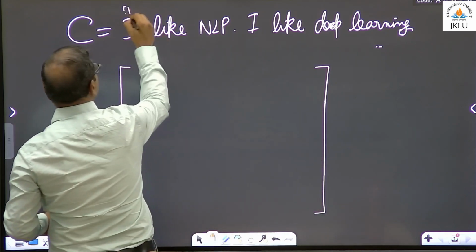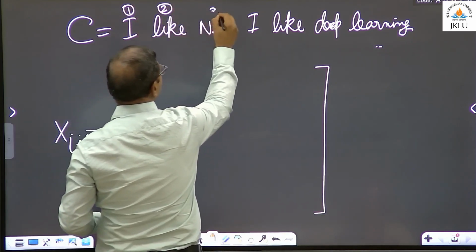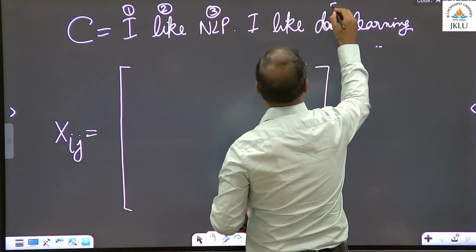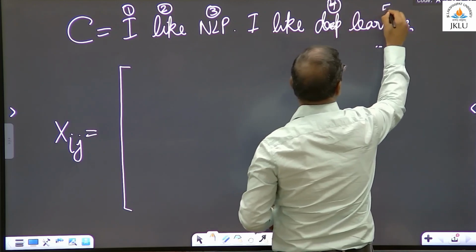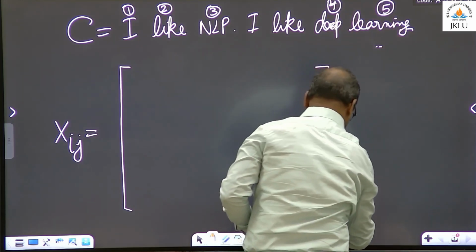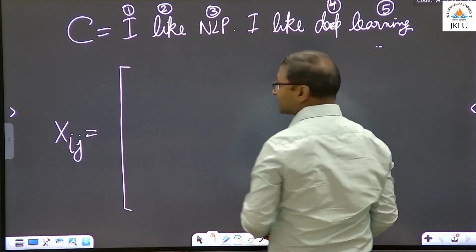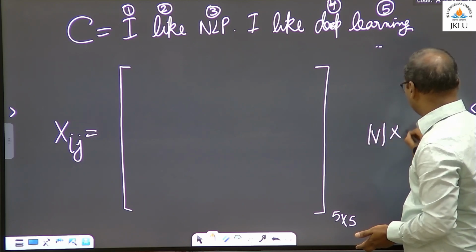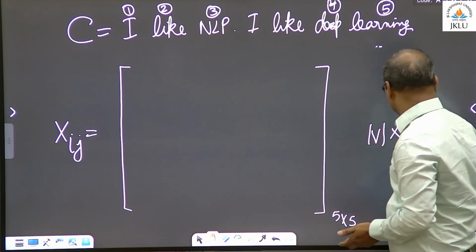I am calling this 1, 2, 3, 4, 5. So this is 4 and this is 5. So this is a 5 cross 5 matrix, and in general it will be a V cross V matrix.